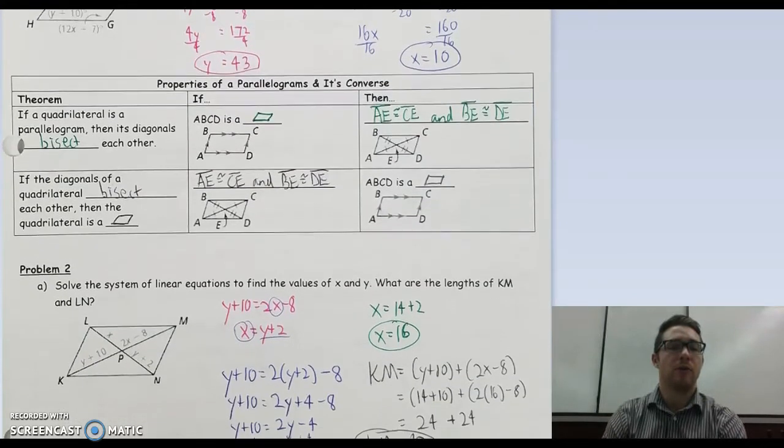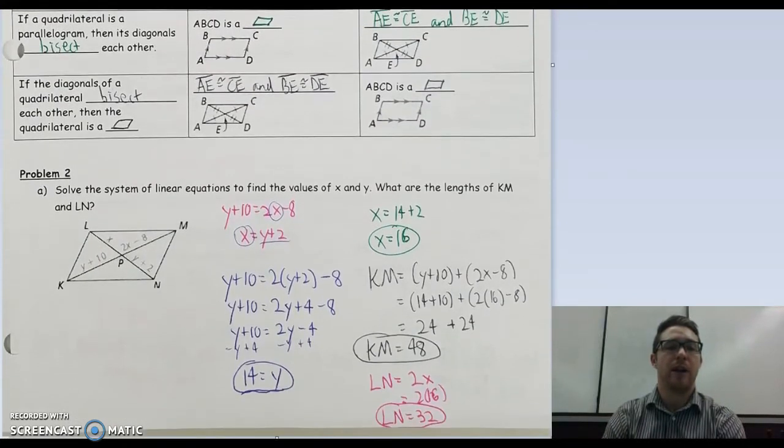If I want to solve the system of linear equations to find x and y, what that means in this question is that I know the diagonals are being bisected. So we can't say, for example, that 2x minus 8 is equal to x. I can't use an equation with those because I want to be using the same diagonal for each equation. Since I know KM is being bisected, I know that y plus 10 is equal to 2x minus 8. And since LN is also being bisected, I know that x will be equal to y plus 2.